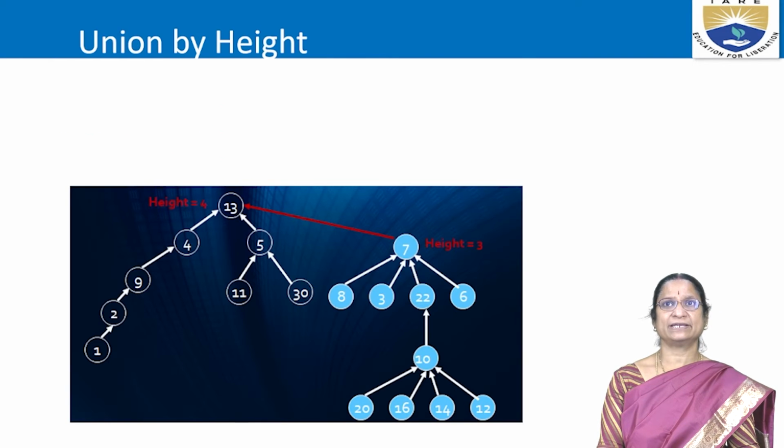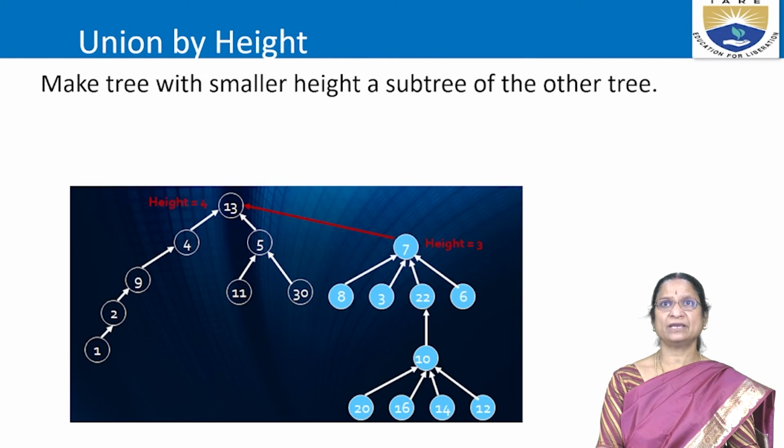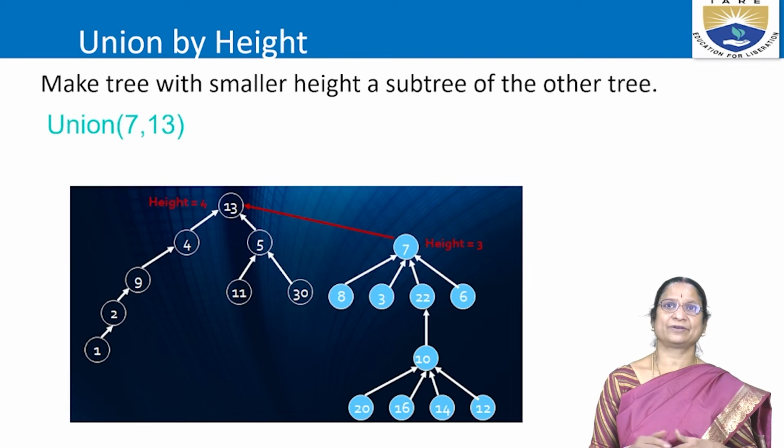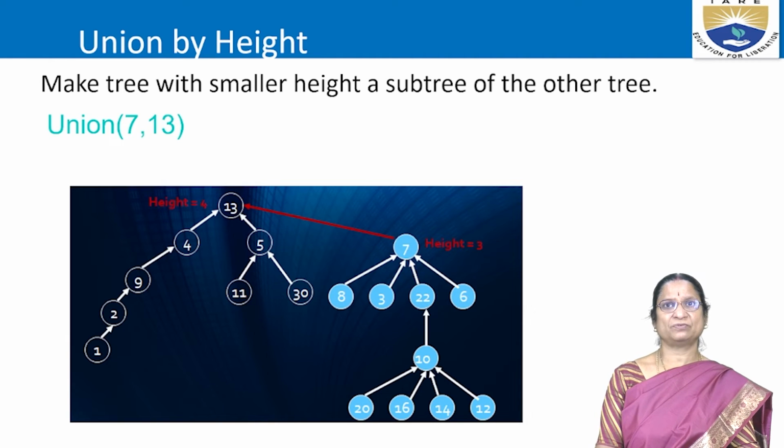What is union by height? Union by height means make the tree with the smaller height a subtree of the other. This can be done. Finding the height of a tree is not a big issue for us.